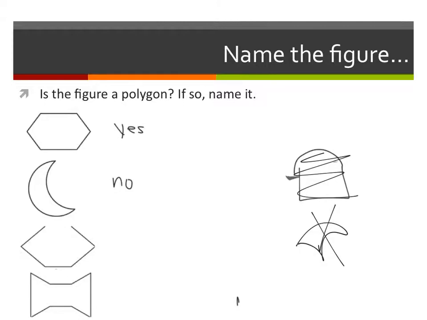A wizard hat. Sure. What about the third figure here? Zach, is that a polygon? No. Why not? Its endpoint... Yes, it's not closed. Good. This one's.